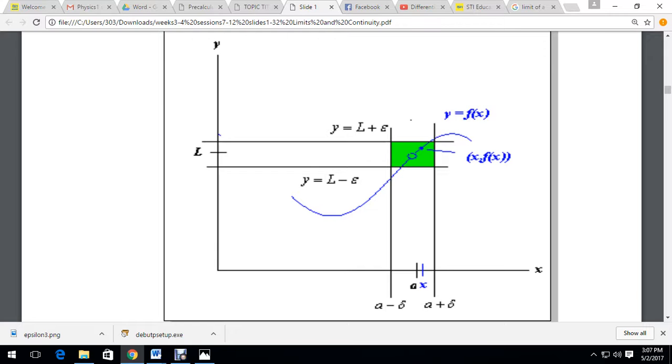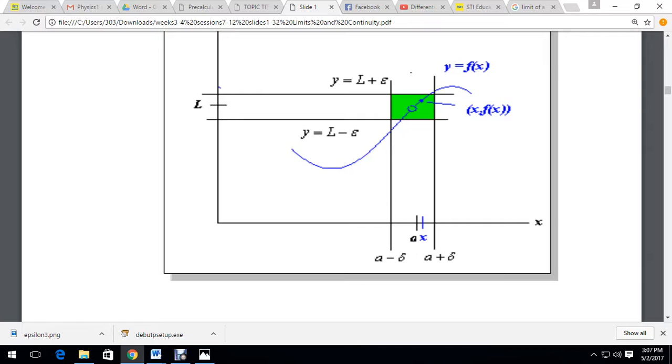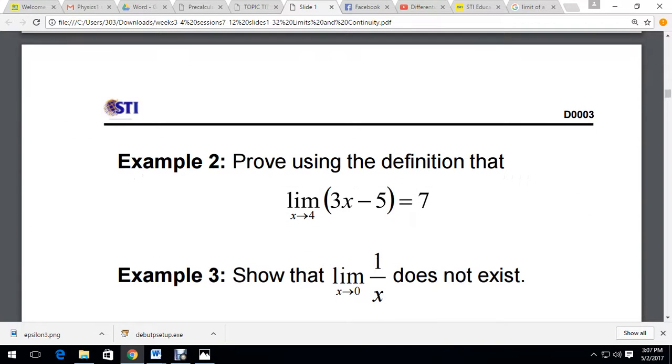If we substitute a into our function, then that would point to the value L on the y-axis. So if we substitute the value of 4 as x approaches 4, then that gives us 3 times 4, that is 12, minus 5, that gives us 7, and therefore the limit of 3x minus 5 as x approaches 4 is equal to 7.